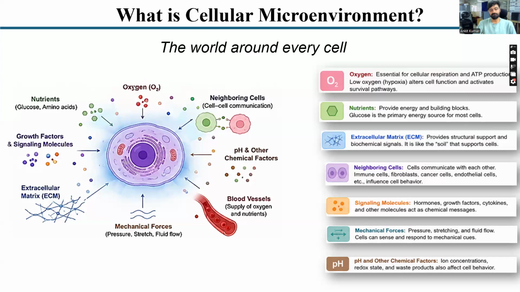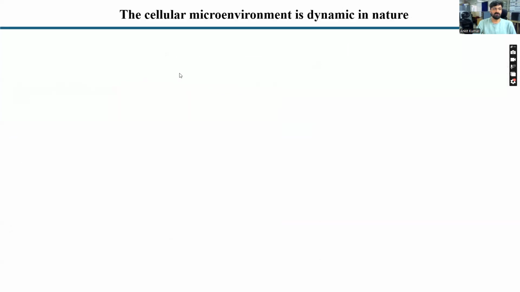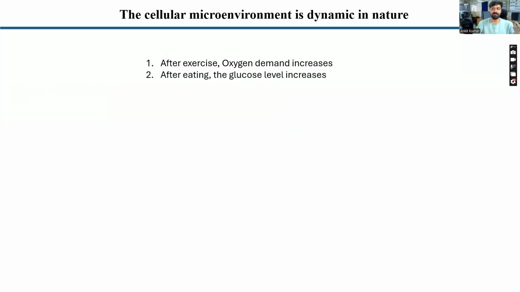So till now, we understood all of the components of the cellular microenvironment and why this is important. Now, coming to the next part, the cellular microenvironment is dynamic in nature. And why is it dynamic in nature, we'll answer right now. If we do some exercise, our body demands oxygen in more amount, right? So you will see in our body oxygen concentration is changing. Then after eating, you will see that glucose level increases.